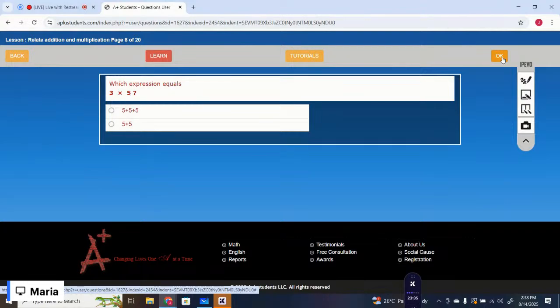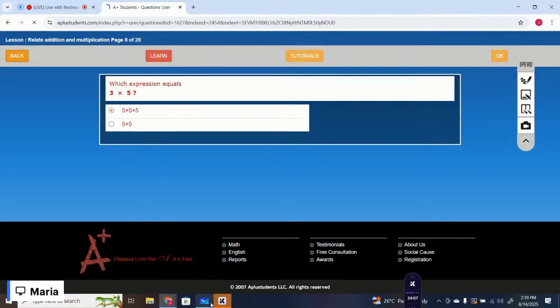Which expression equals 3 times 5? That is adding 5 three times. Option number 1 is the correct option. Okay, you can complete the lesson by yourself later today.